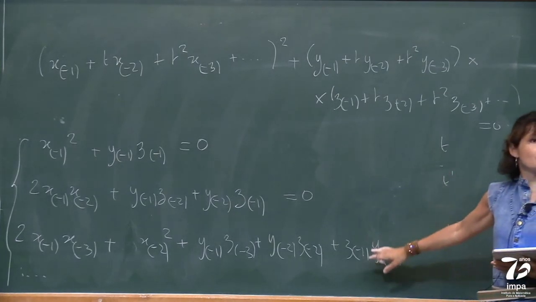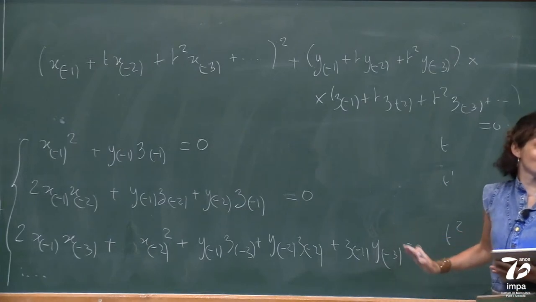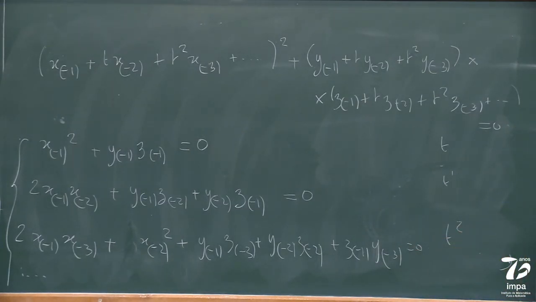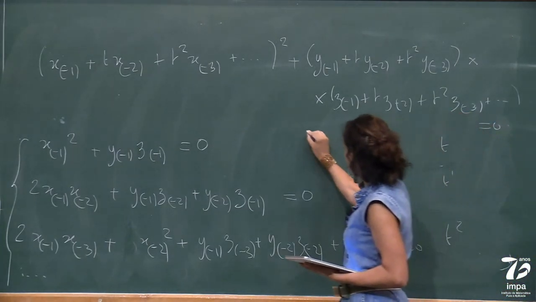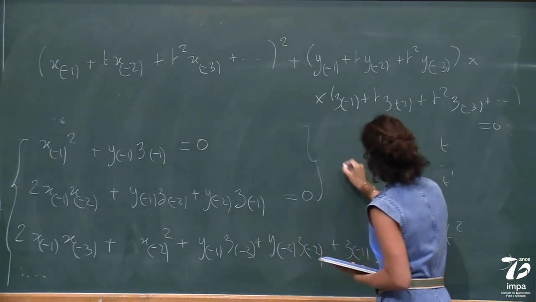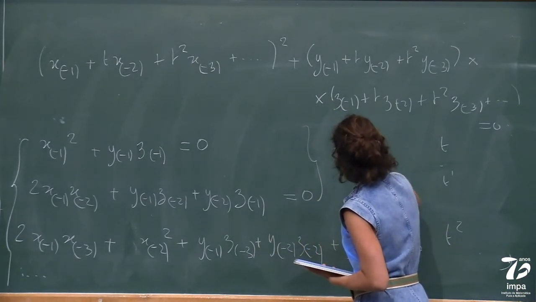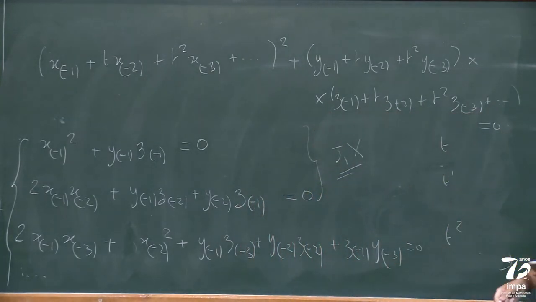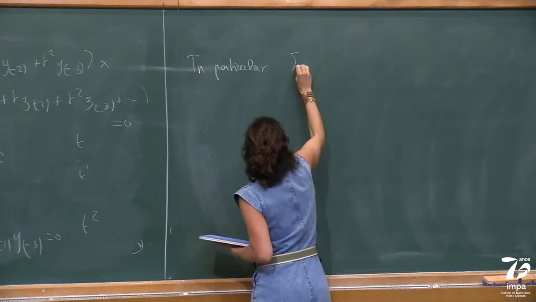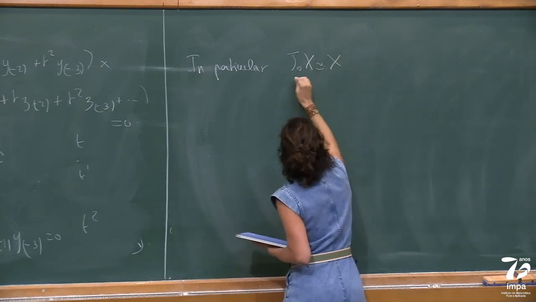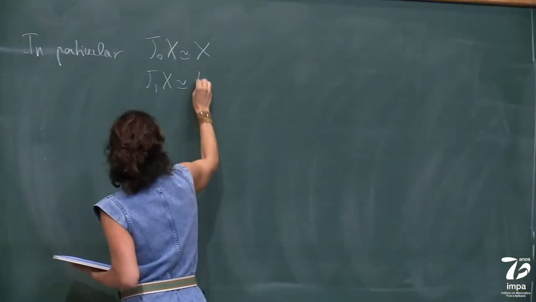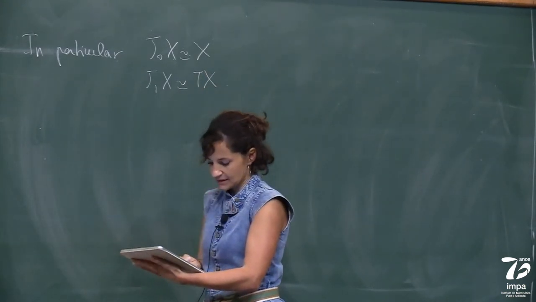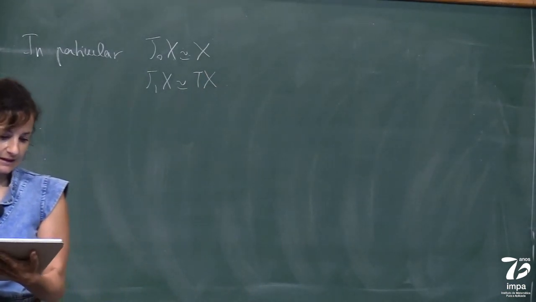OK, so I guess everyone understands that you truncate if you want the finite jet scheme. All right, and as you observed, the first two equations here, which correspond to the first jet scheme, recover, in fact, the total tangent space. So maybe I should start by saying that J0 of X is isomorphic to X, and J1 of X is isomorphic to the total tangent space. And this is a general fact, in fact.